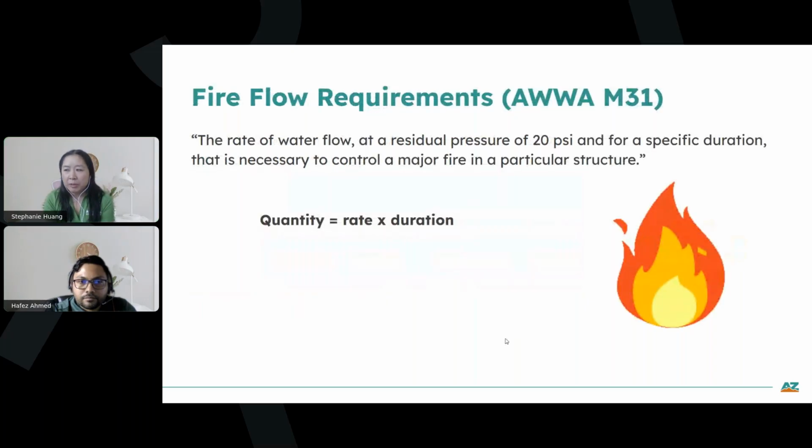Fire flow requirements from American Water Works Association M31. It's the rate of water flow at a residual pressure of 20 psi and for a specific duration that is necessary to control a major fire in a particular structure. It is quantity equals rate times duration.